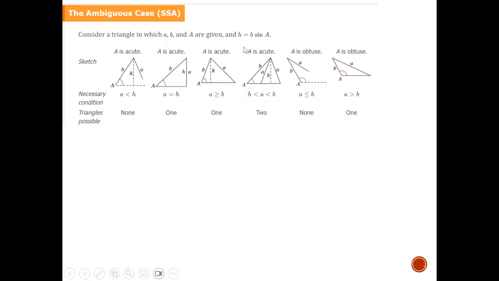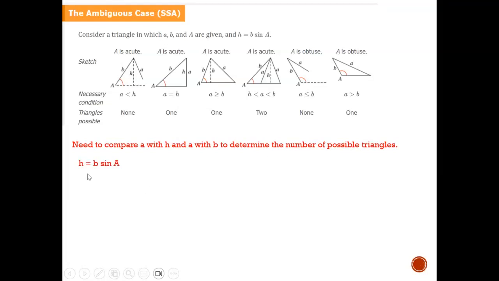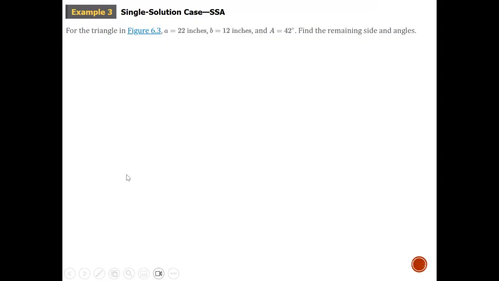Like I said here, you need to compare A with H and A with B to determine the number of possible triangles. And H equals B sine of A. So to find H, we have to have side B and the sine of angle A. Okay, so let's start. It says here, for the triangle in figure 6.3, A equals 22 inches, B equals 12 inches, and angle A equals 42 degrees. Find the remaining side and angles.